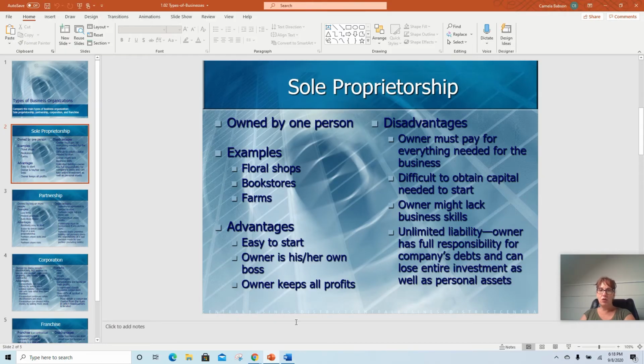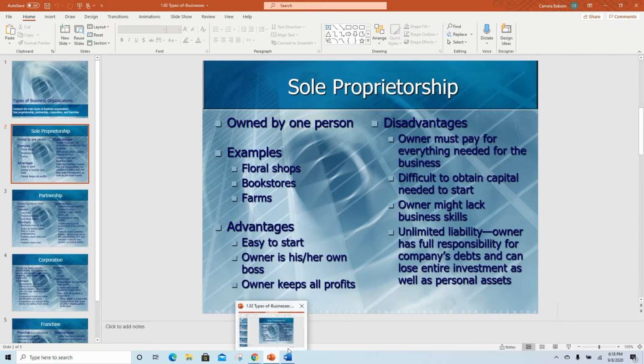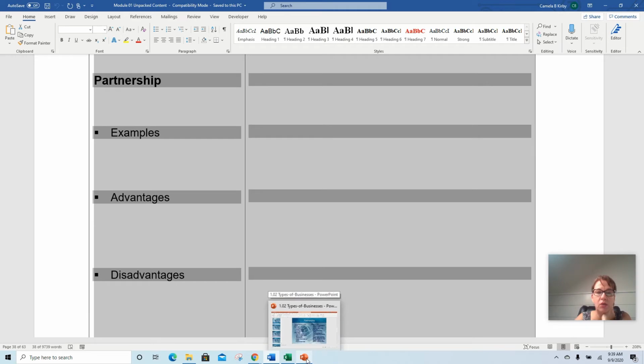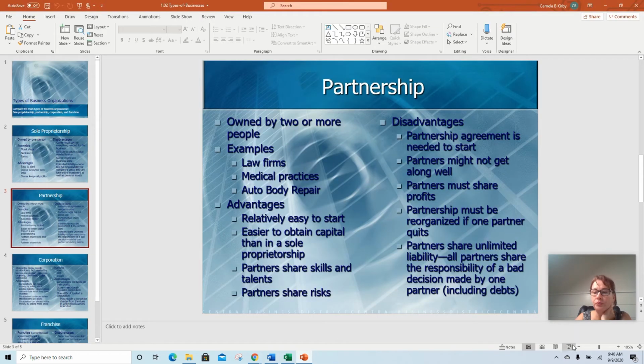So what we're going to do now is move on to partnership. Okay, so now we're going to go into partnership, still using our Cornell Notes layout. So our Q would be partnership, followed by examples, advantages, and disadvantages. Of course, you'll see this information once we get onto the PowerPoint. But since Cornell Notes may be new to you, I wanted to show you a preview before you actually started using the second portion of this note processing.